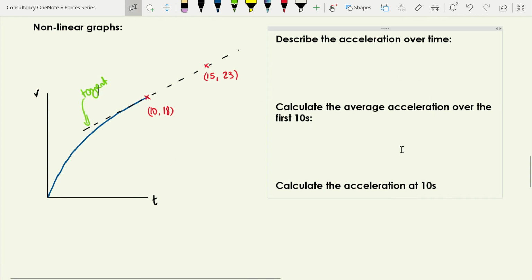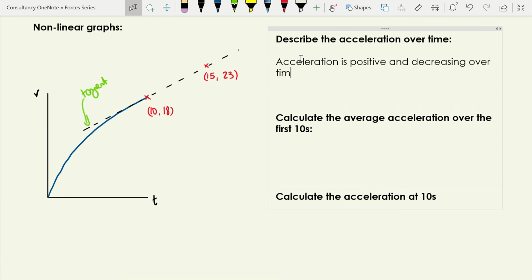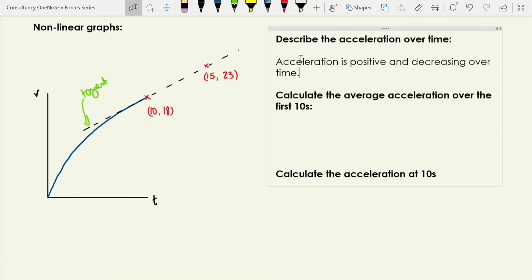Let's work through these three stages. The first thing we're going to do is describe the acceleration over time. The first thing I notice is the gradient is positive because it's going upwards as time increases, but the gradient is decreasing over time. So the acceleration is positive and decreasing over time. That's how we describe what we can see here. Maybe it's becoming constant at the end, but I don't think we have enough evidence to claim that just yet. So let's calculate the average acceleration over the first 10 seconds.